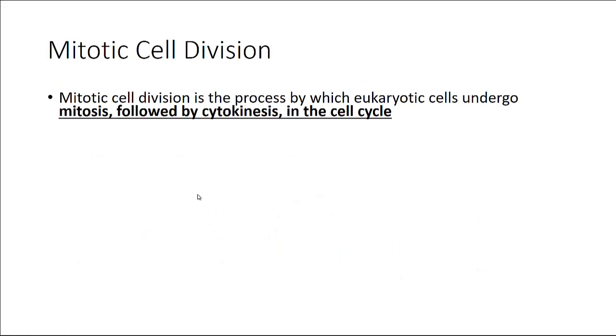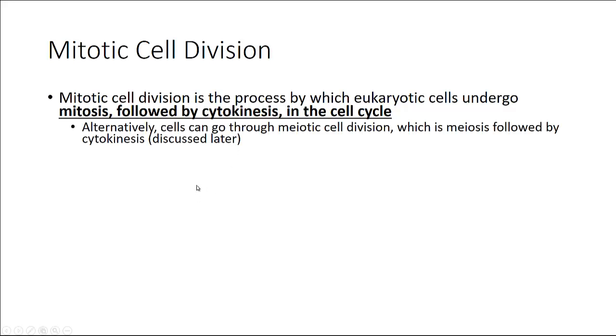So this term mitotic cell division describes the process by which the eukaryotic cells undergo mitosis, followed by then cytokinesis, which is the process by which the cells split apart in the cell cycle. So different types of cell division may not include mitosis. You have binary fission, which is a whole different process, but then we also have meiotic cell division, which we'll talk about later, which involves meiosis followed by cytokinesis. So this term mitotic cell division differentiates that from meiotic cell division, which is a different process.